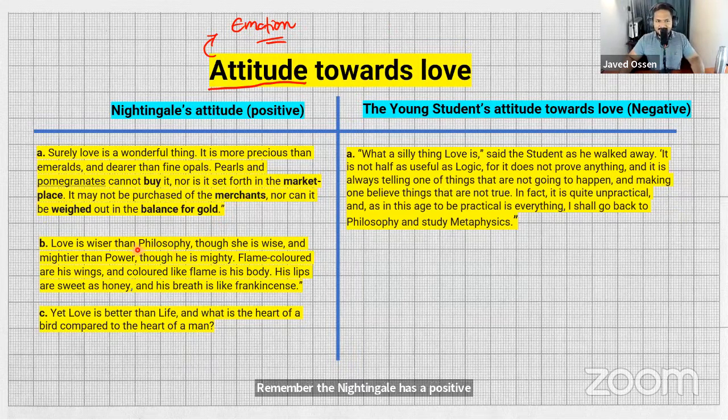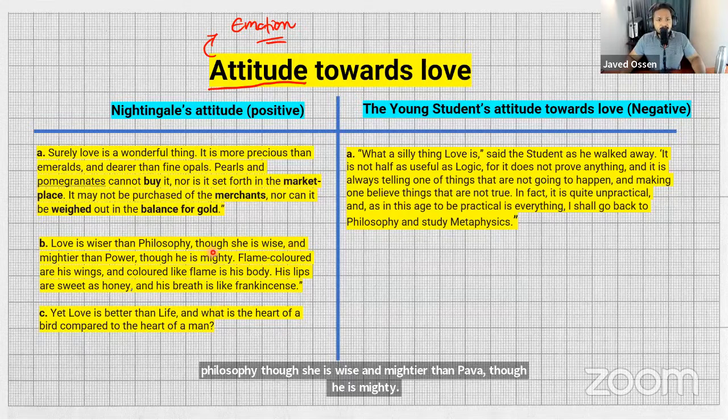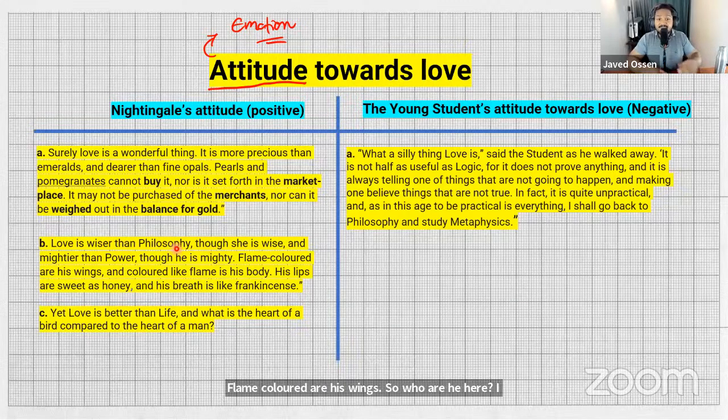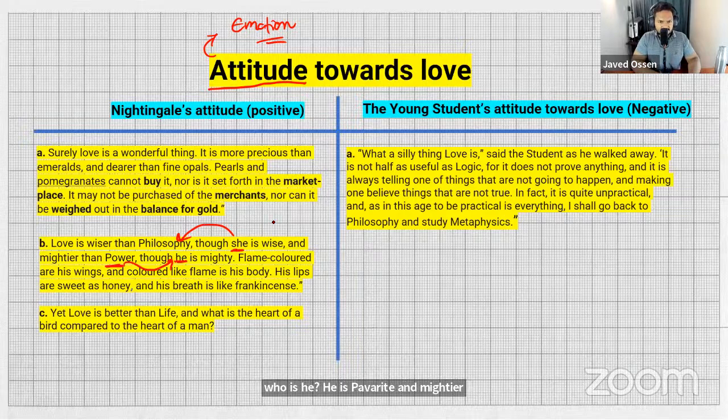And what does she say? Love is wiser than philosophy, though she is wise, and mightier than power, though he is mighty. Flame-colored are his wings. So who are he and she here? Love is wiser than philosophy, though she is wise. Who is she? She is philosophy. And mightier than power, though he is mighty. So who is he? He is power, right? Flame-colored are his wings, and colored like flame is his body.